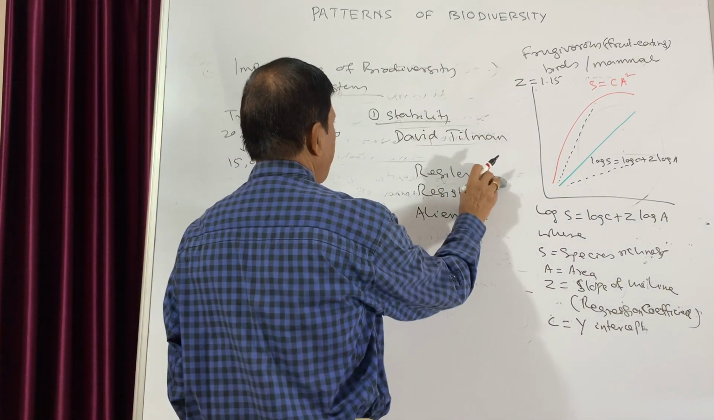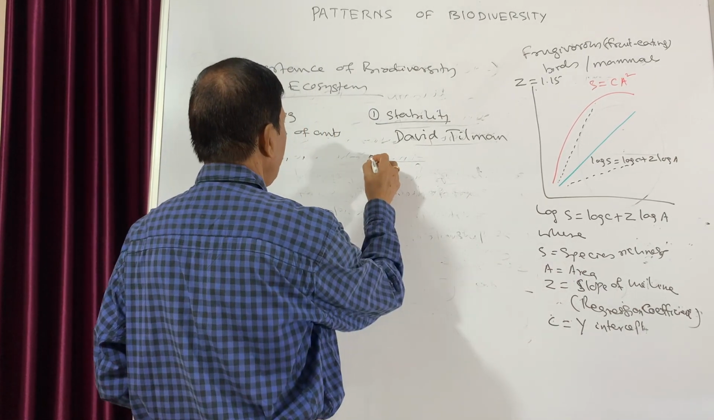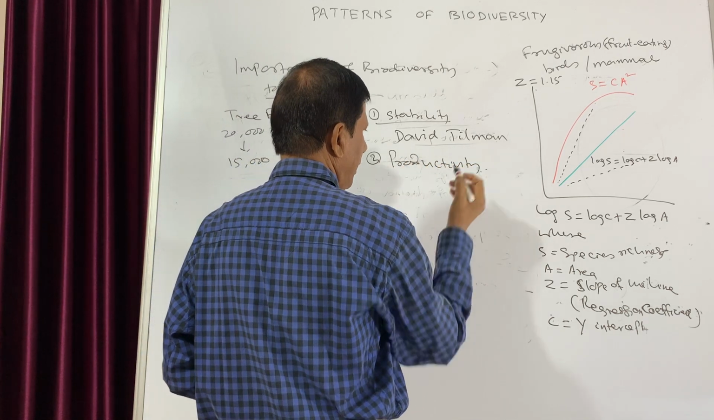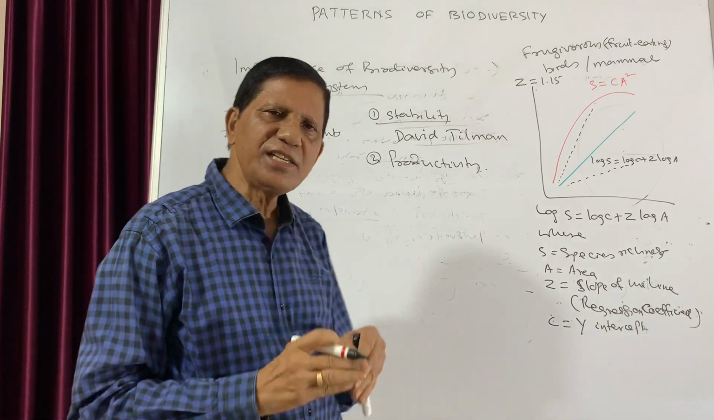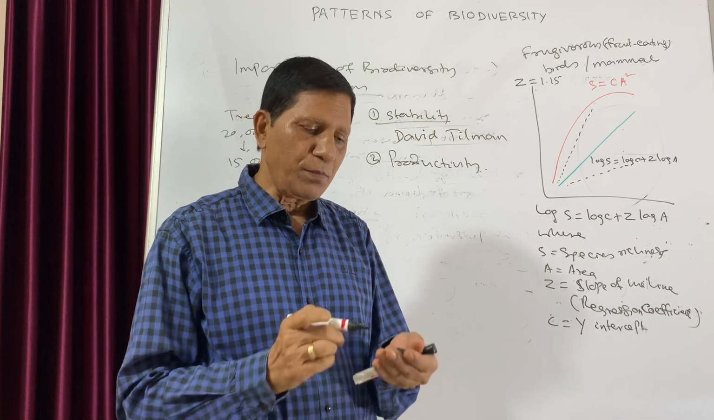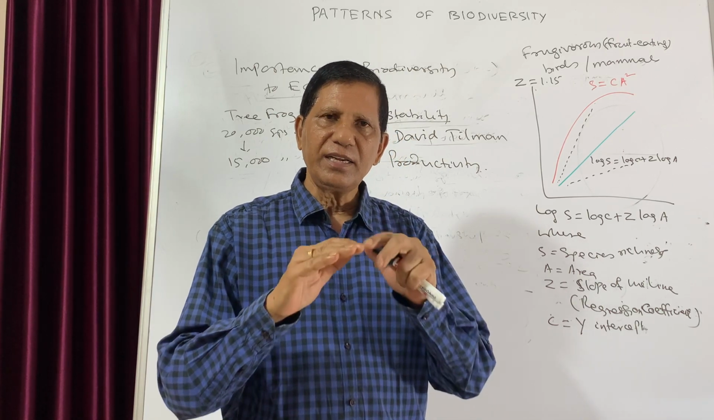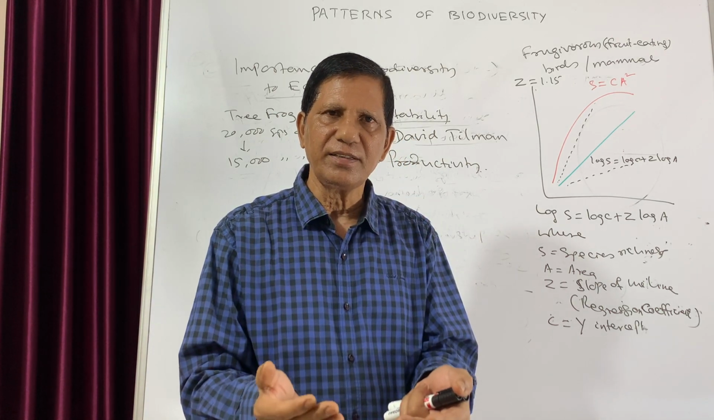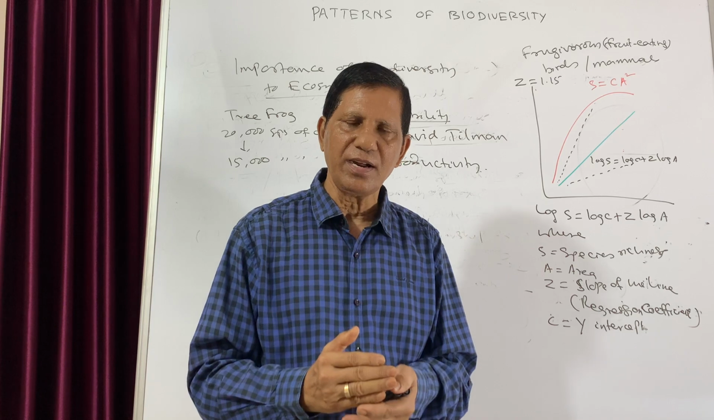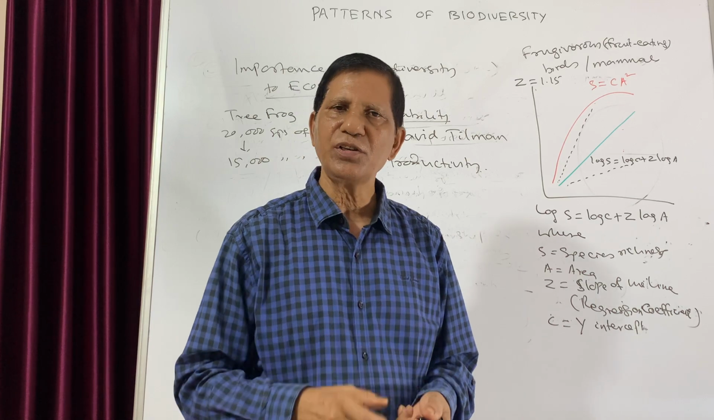Now the second point is productivity. The greater the biological diversity, the greater the productivity. Suppose in the tropical area, the biological diversity is greater. That is why the productivity is higher. While in temperate areas, the biodiversity is less and the productivity is less. So in that way, that has an influence on the ecosystem.